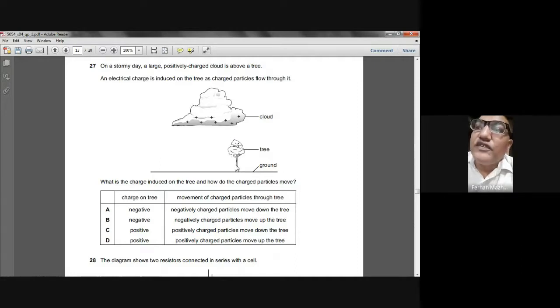So the electrons will move from the ground and come on top due to this positive bottom of the cloud. The electrons are attracted, so electrons will accumulate here, so the top of the tree will become negative. So the charge on the tree should be negative, and negative charge moves down the tree. No, the negative charge moves up the tree. Yes. So I think B is the best option.